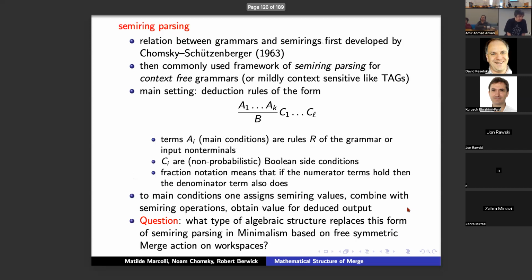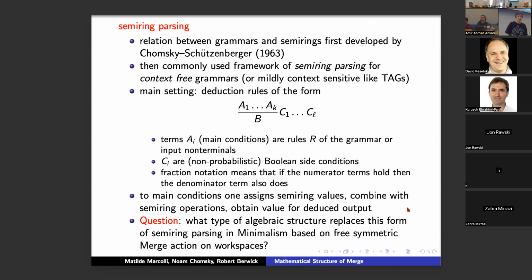Okay, so now there's another part in our paper which I'm going to skip, but I'm going to tell you what it is about, so that you can decide whether you're interested in looking at it or not. It comes from a question. The question is, there is this well-known, long-established relation between grammars and semirings, which goes back to Jean-Baptiste Berger in the early 1960s. And since then, it's been developed, and there's a way to organize certain kinds of parsings of derivations. And usually it works well for parsing of grammars that are context-free, derivations in context-free grammars, or very mildly context-sensitive cases like tree-adjoining grammars.